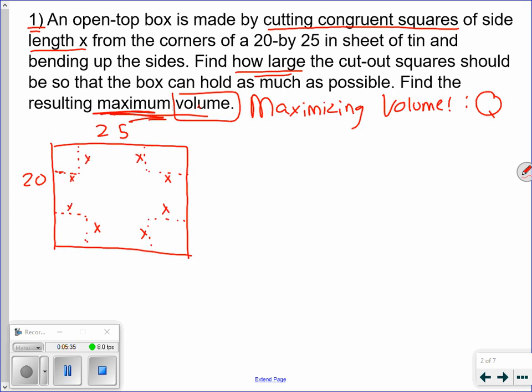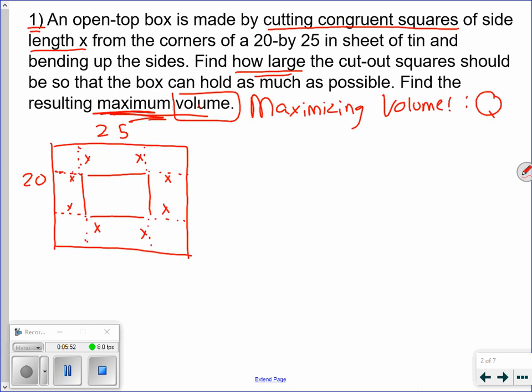tin? And what it's saying is we're going to have a shape that when we cut those little squares out, we're going to fold along these lines here. So if I fold along these lines here, it's going to make the shape of an open box. Okay, you cut out the dotted line and you fold up the sides and you have a box.